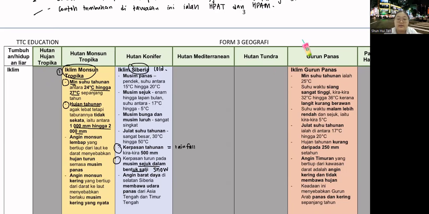And of course, you may also explain about the temperature. They have a long winter, right? They have a long winter. Now, they have a long winter, less rain. That's why it encourages the growth of hutan konifer.